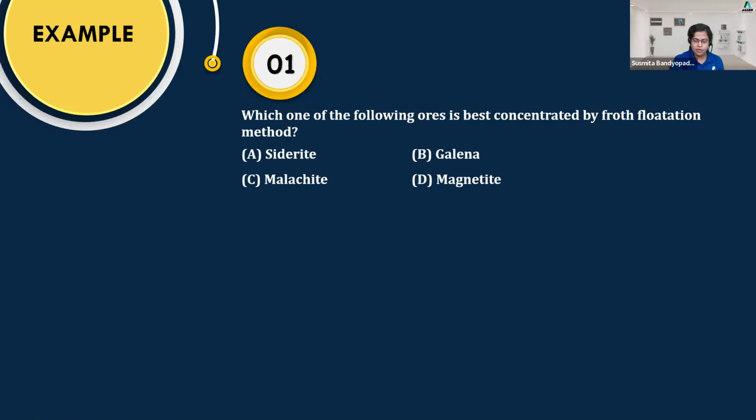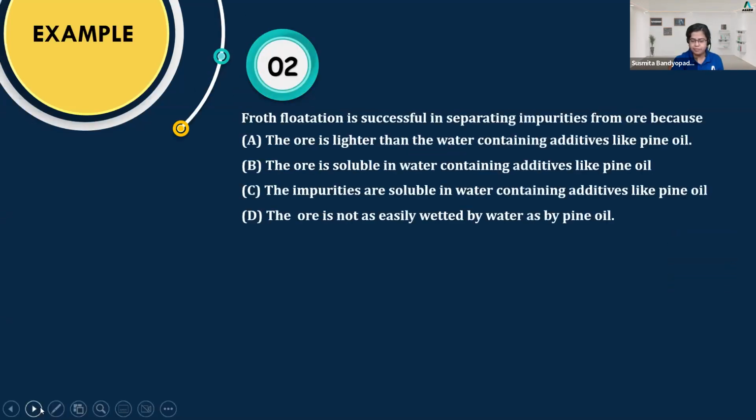Students, make it fast now. Which of the following ores is best concentrated by the froth flotation method? It should be a sulfide ore. Done? Okay. Very quickly. Make it fast because it's a long journey and I don't want to skip anything. Next one, very fast. If I get one or two correct answers, I'll tell and discuss.